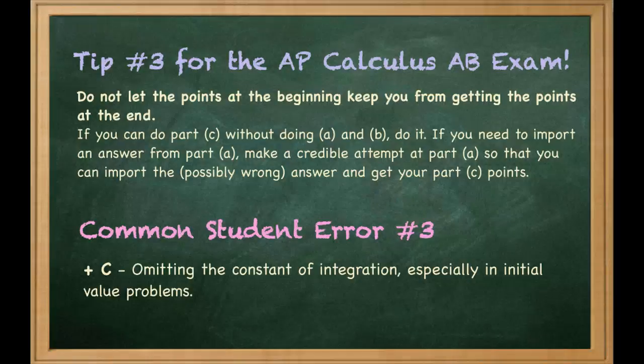Tip number 3 for the AP Calculus AB exam. Do not let the points at the beginning keep you from getting the points at the end. If you can do Part C without doing A and B, do it. If you need to import an answer from Part A, make a credible attempt at Part A so that you can import the possibly wrong answer and get your Part C points.